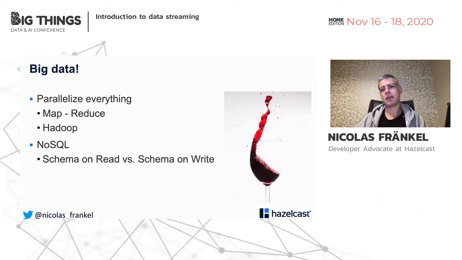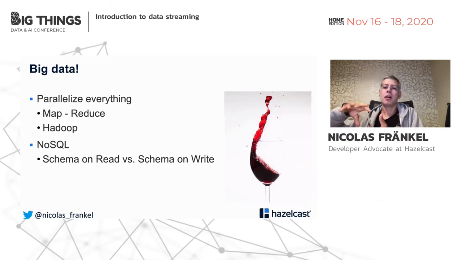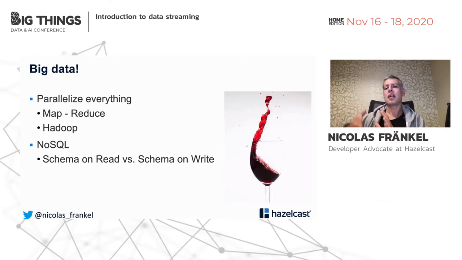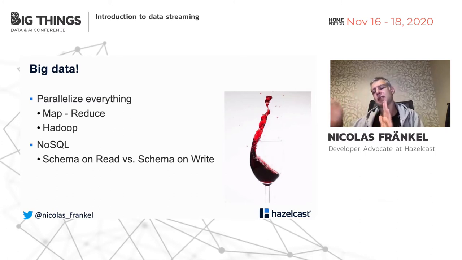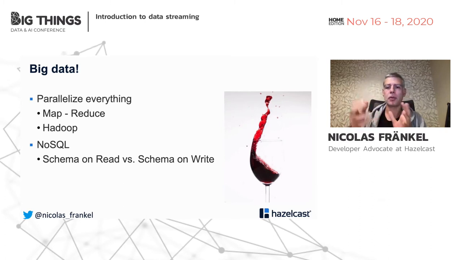But in the NoSQL world, it's a lot about schema on read. So you just dump the data, and when you read it, it's up to the reader to make sense of the format it was in, instead of enforcing constraints and saying, hey, when this data comes in, it needs to be like this and this and this, like with columns or even documents.